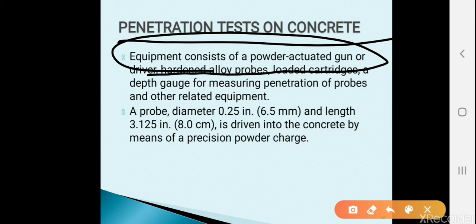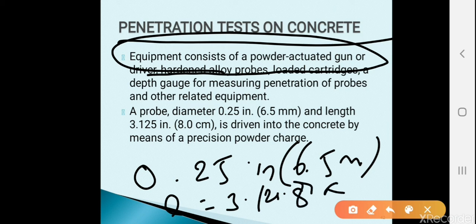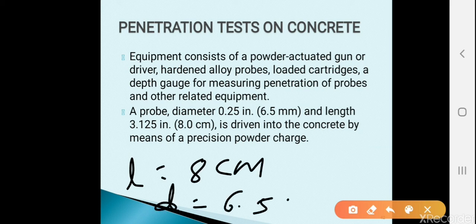A gun driver handled by the probes loaded by the cartridge. The probe diameter will be around 0.25 inch, that is nothing but 6.55 mm, and the length will be 3.125 inch, nothing but 8 centimeter. So length will be 8 centimeter and the diameter will be 6.5 mm.